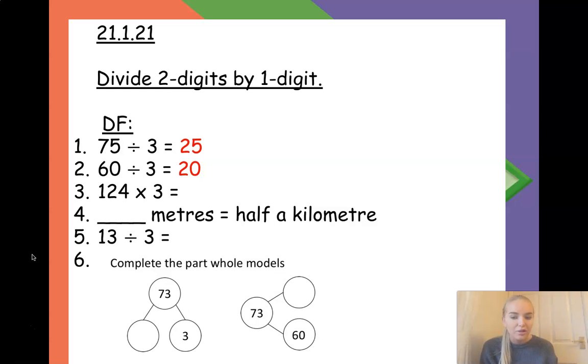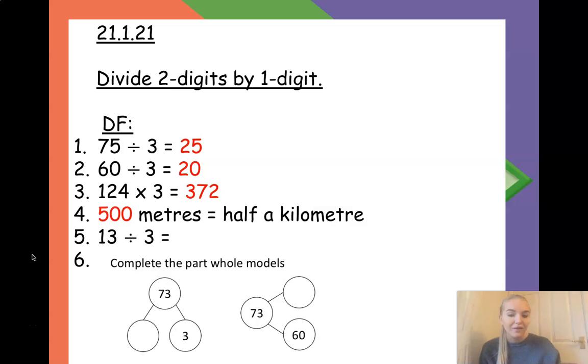Number 3, 124 multiplied by 3. You might have used the short method or the long method of multiplication to work this out to get the answer of 372. Number 4, something metres equals half a kilometre. Well, if we know that 1 kilometre is how many metres, Year 4? 1,000. Then half a kilometre would be 500 metres because 500 is 1/2 of 1,000.